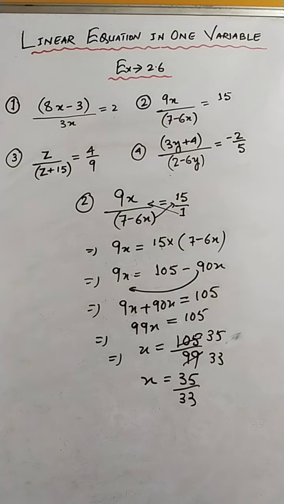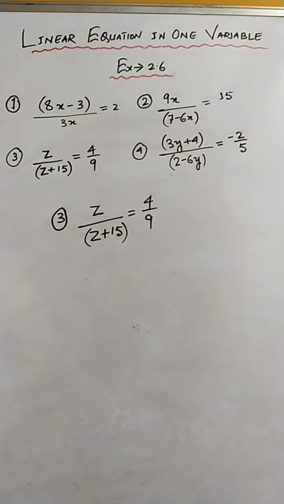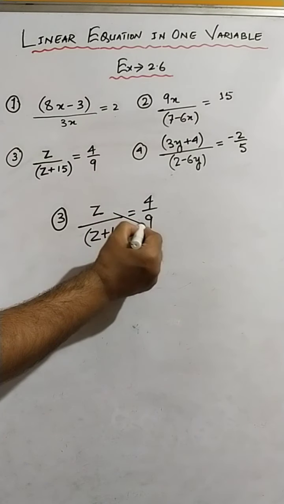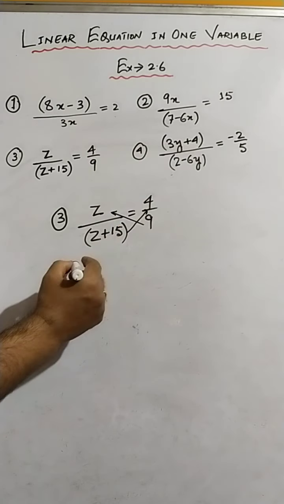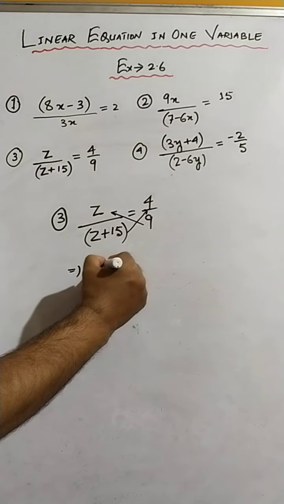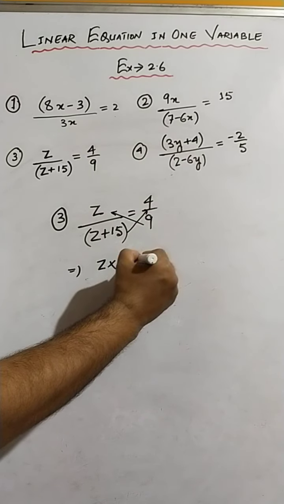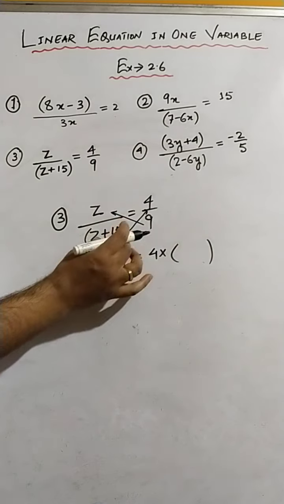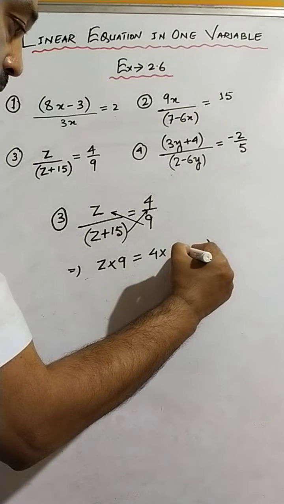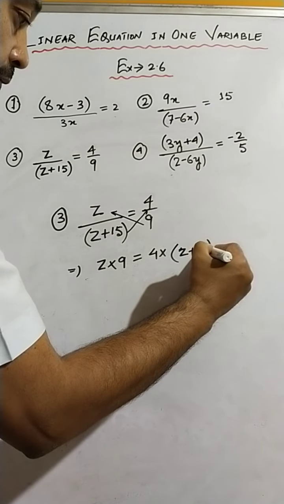Now let's move on to sum number 3. So this is question number 3, students. So again we'll do the cross multiplication. We'll multiply this 9 with this z, and z plus 15 will multiply with this 4. So in the next step what we'll write? Z into 9, and that would be equals to 4 into, we'll bring this z plus 15 towards this side. So we'll write z plus 15.